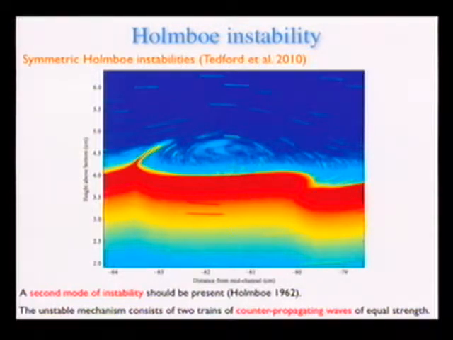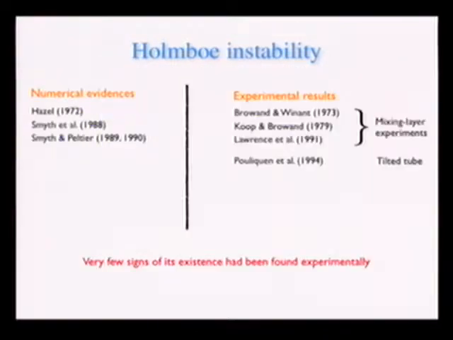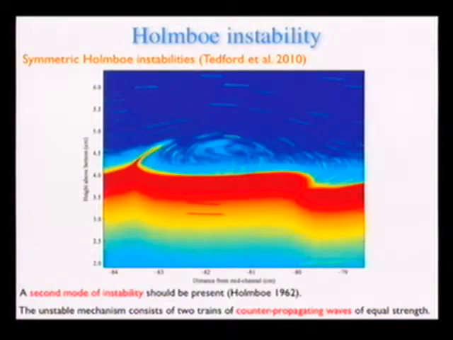Okay? And how does this manifest? Well, it manifests by 2 trains of counter-propagating waves of equal strength. And these waves here, okay, this is actually experimental data, okay? This is really a picture from a lab. And this is from 2010.